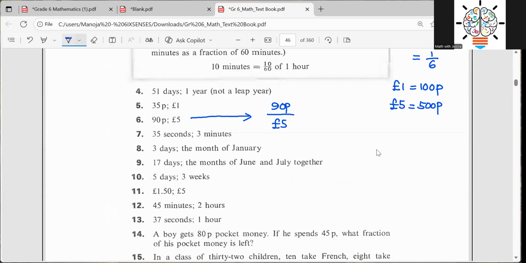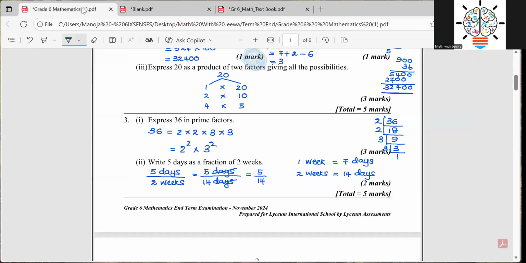Okay, now it is okay. Right? So then I can write 90 pence over 500 pence. Pence and pence I can cancel. This 0 and this 0 I can cancel. Now I have 9 over 50. Right? So that is this question.